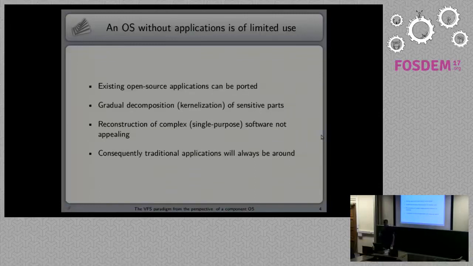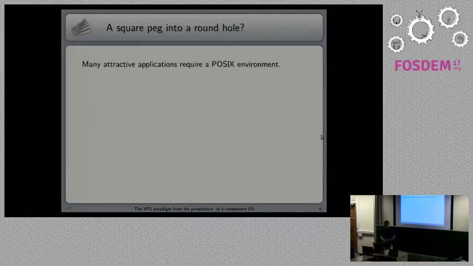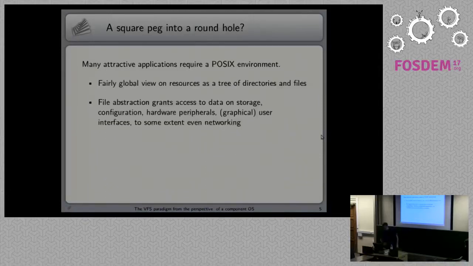So the observation was that these traditional applications that don't get ported to Genode or decomposed into smaller components will prevail. They will always be around. Now we have this situation that we have a Genode system with a system structure that is very different from the original POSIX environment. So what does it mean that the application runs in a POSIX environment? What are the requirements? We had to look at it and analyze that.